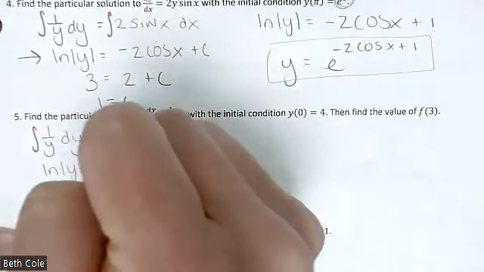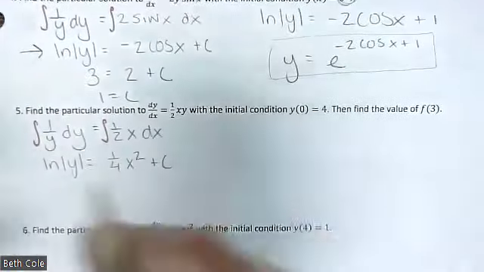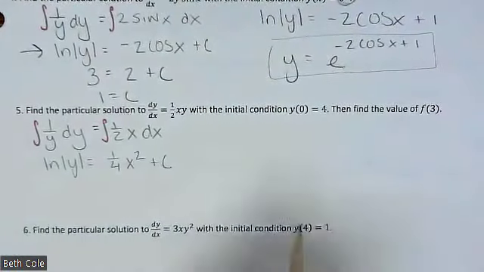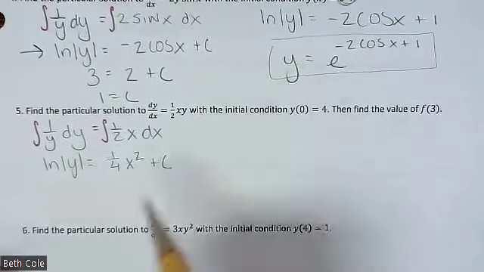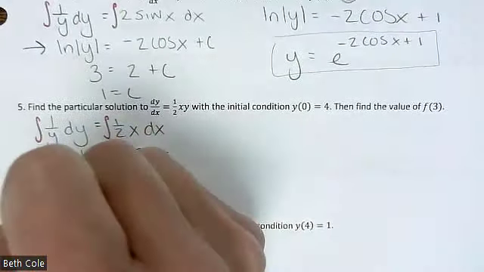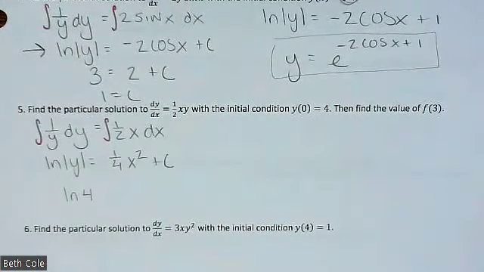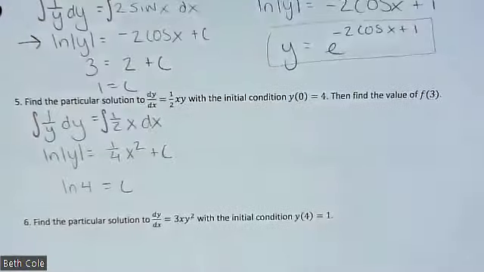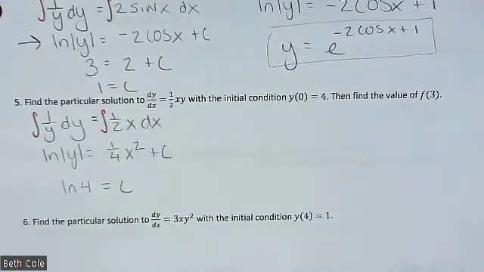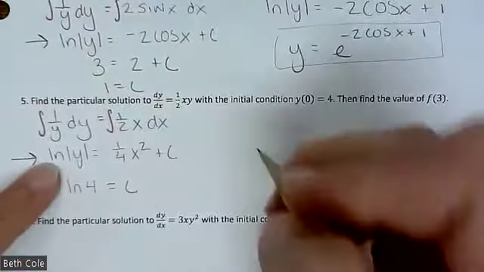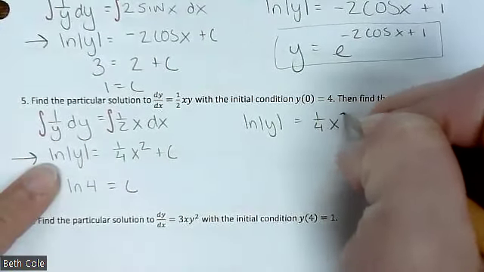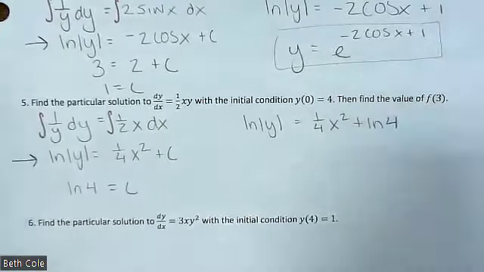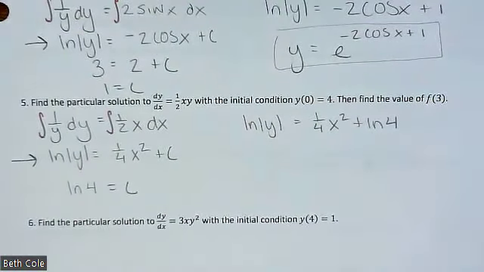Good. Perfect. You guys are good with fractions too. 1/4 x squared plus c. So we're going to plug in 0 for x and 4 for y. So that would give you ln 4. You can drop the absolute value because absolute value of 4 is 4. Equals c, right? Because if x is 0, all that stuff goes away, which is kind of nice. We're going to go back and recopy that line, but put in ln 4 for c.